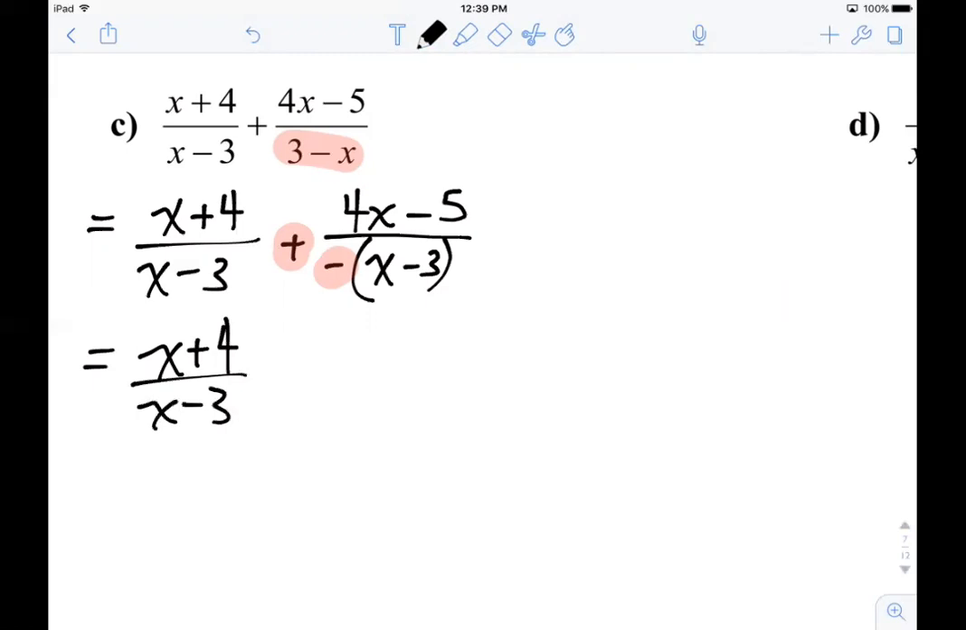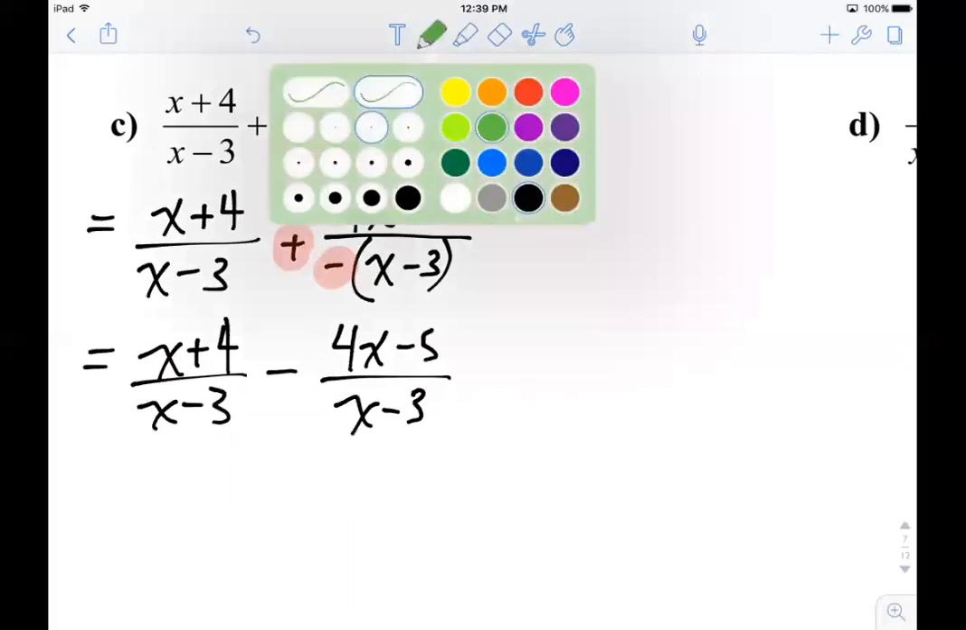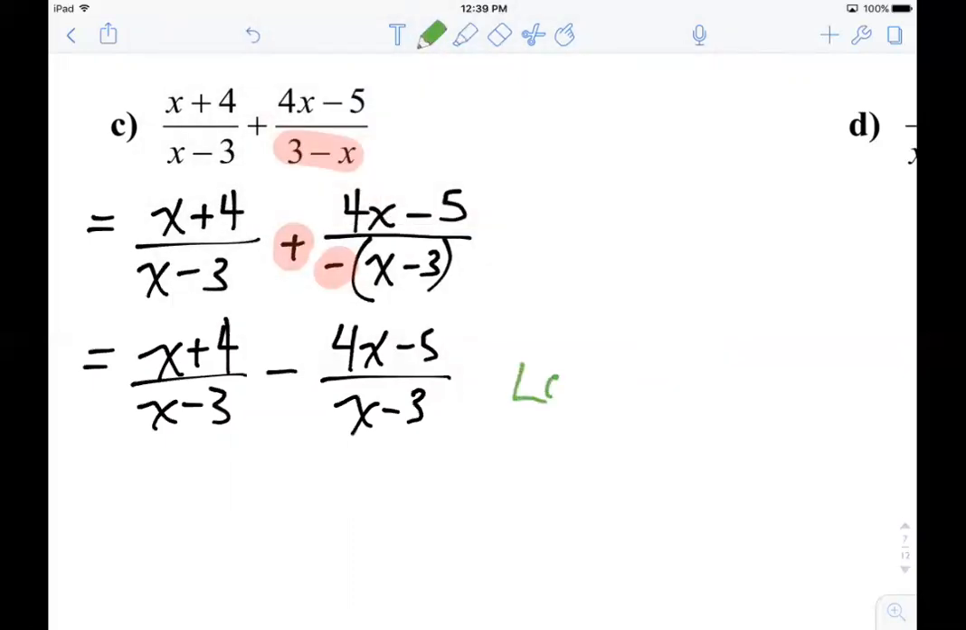So the first piece stays the same, and now I can just say I'm really just going to subtract. And now I don't need to keep that negative on the bottom at all anymore. So now I just have a denominator in both cases of x minus 3. So I think it's pretty clear in this case, what is my lowest common denominator? Well, it's the common denominator that I already have. It's x minus 3.